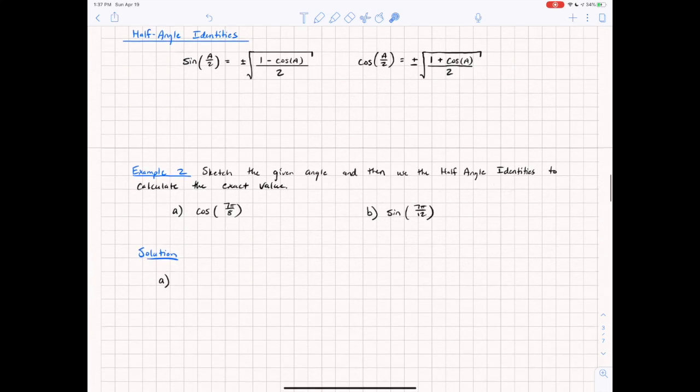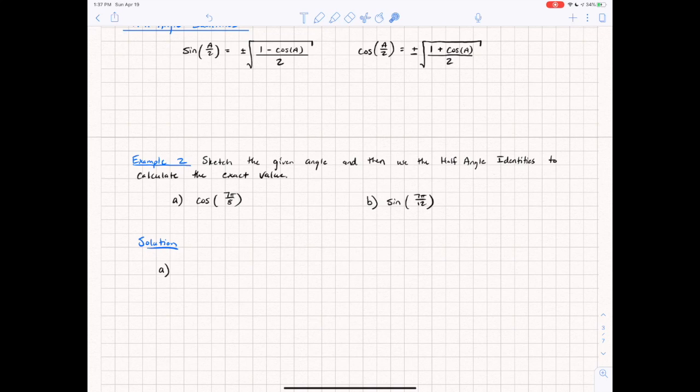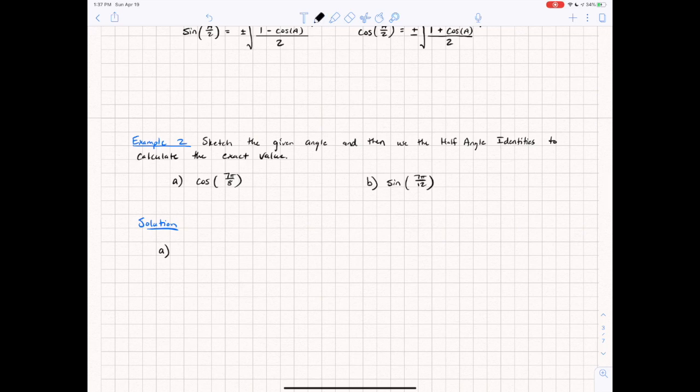Sketch the given angle and then use the half angle identities to calculate the exact value. Now again, exact value, recall, is always pointing out, go look at the unit circle. Always. All right, so cosine of 7 pi over 8. Now in this problem, if I was to sketch 7 pi over 8, notice it's just less than a whole pi, 7 over 8, which means I am just shy of making one semicircle. So 7 pi over 8 sits in the second quadrant, which means cosine in the second quadrant is negative. That means the answer to this has to be negative.